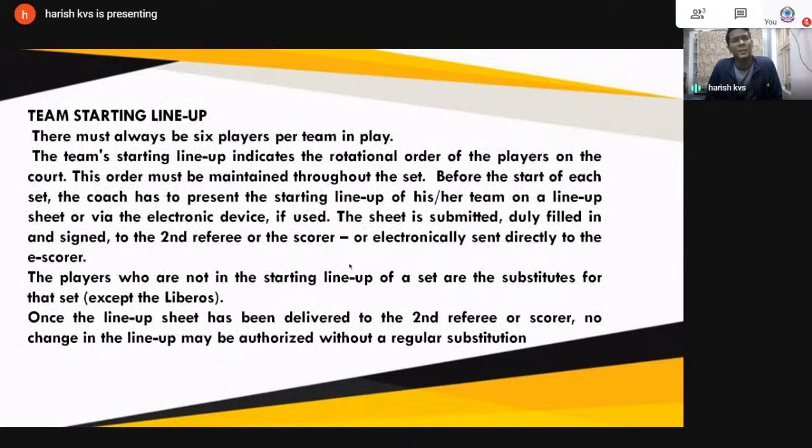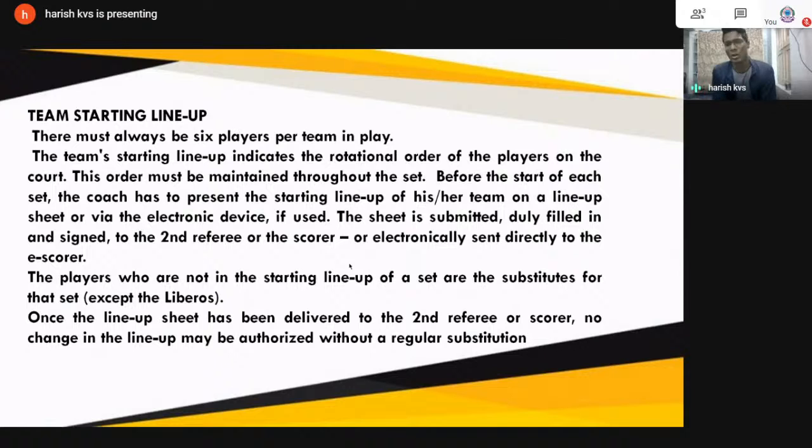So, team starting lineup. As I have said earlier, there must be 6 players per team in play. So a volleyball team consists of 6 players, so a total of 12 players, but only 6 players are active on the court. The team's starting lineup indicates the rotational order of the players on the court. This order must be maintained throughout the set.